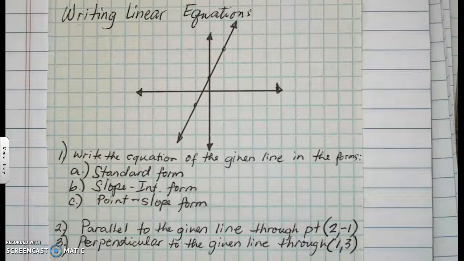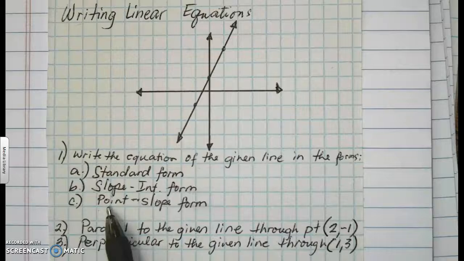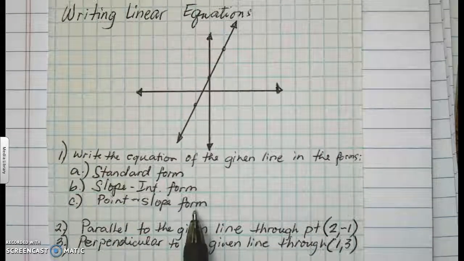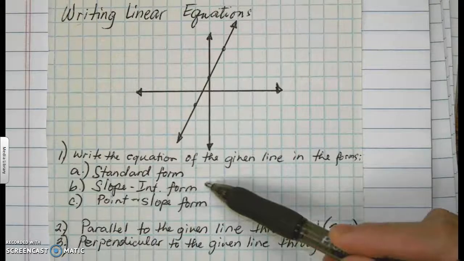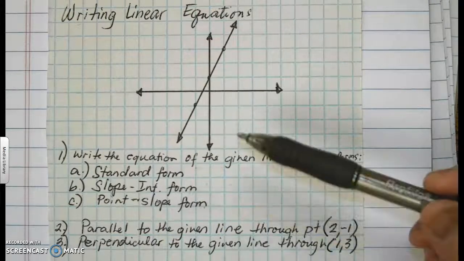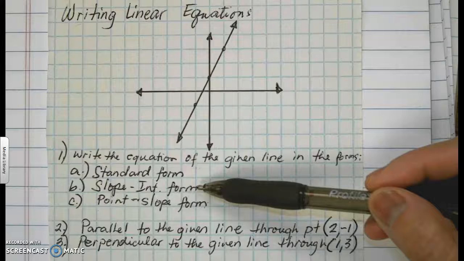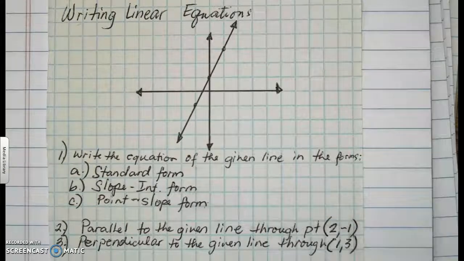So this is an example of how to write linear equations given a graph. The first thing you will have to do is to put this in point slope form. That's the best, because if I want you to write it in standard, slope intercept, and point slope, I would rather start with point slope, then slope intercept, and then move it to standard form.